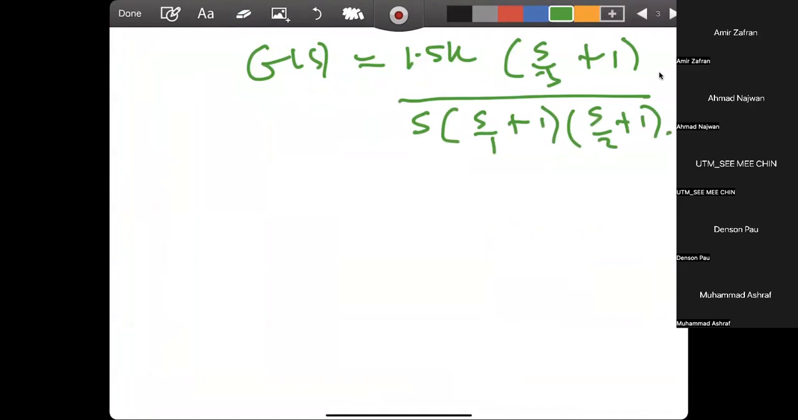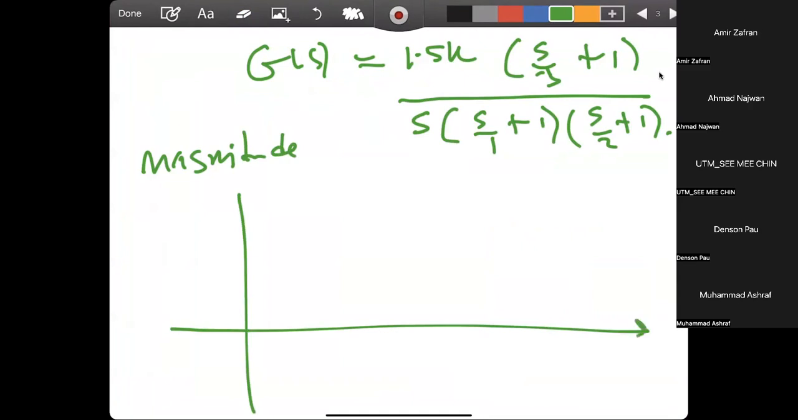So first you draw the magnitude. Sketch, freehand draw. So we start with the 1.5K. So we assume K equal to 1. So 20 log 1.5. How much? 20 log 1.5 is 3.52 dB.